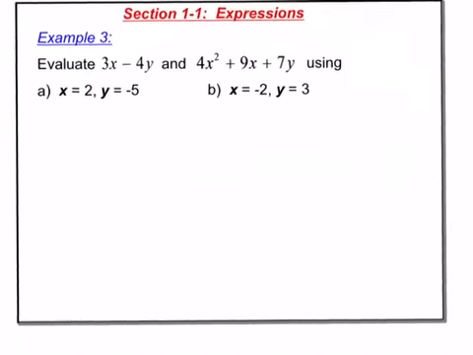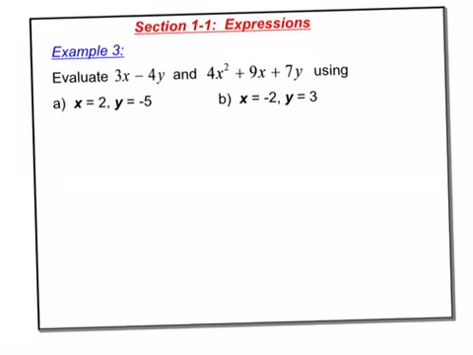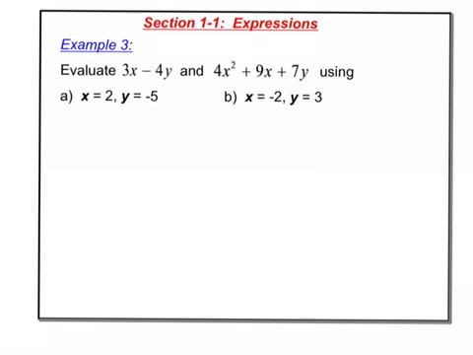All right, let's move on to the next slide over here. We'll go ahead and do one of these two, and you can see the other one in your textbook. So it says evaluate 3x minus 4y and 4x squared plus 9x plus 7y using these different values. So we know evaluate means to give value to. So for this first one right here, 3x minus 4y, we're going to replace x with 2, and we're going to replace y with negative 5.